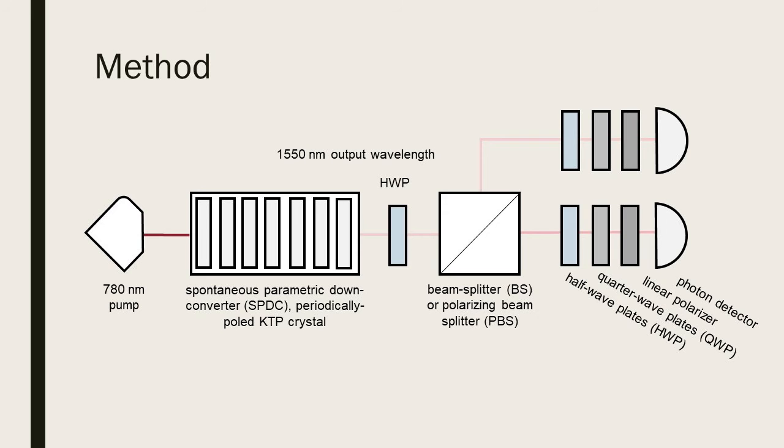So our method was to pump photons from a 780 nanometer pump into a down converter. And the down converter is there to divide the photons into two beams, one of which is polarized in a certain direction, and the other of which is polarized in another. And the direction that the photons were polarized varies based on our setup. On the far right, you can see the half-wave plates, quarter-wave plates, linear polarizers, and of course the detectors. And these are used to measure the bases that we're evaluating.